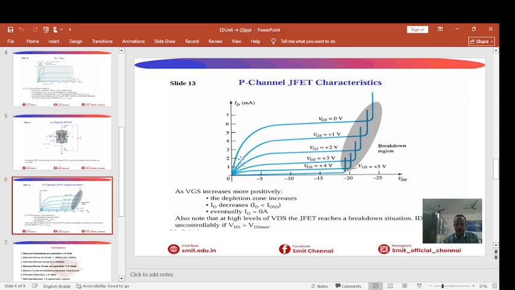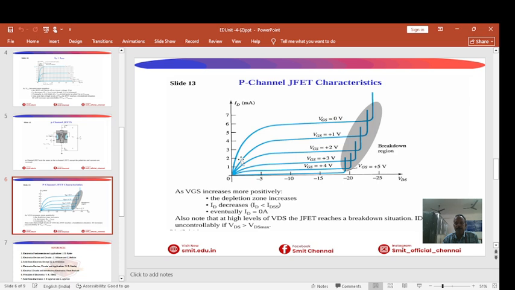The transfer characteristics show the drain current versus gate source voltage. Initially the drain current is maximum. This maximum current is called IDSS. As the gate voltage becomes more negative, the drain current decreases. Eventually the drain current becomes zero. This voltage is called VGS(off). These are the very important essentials that we can observe from the graph.